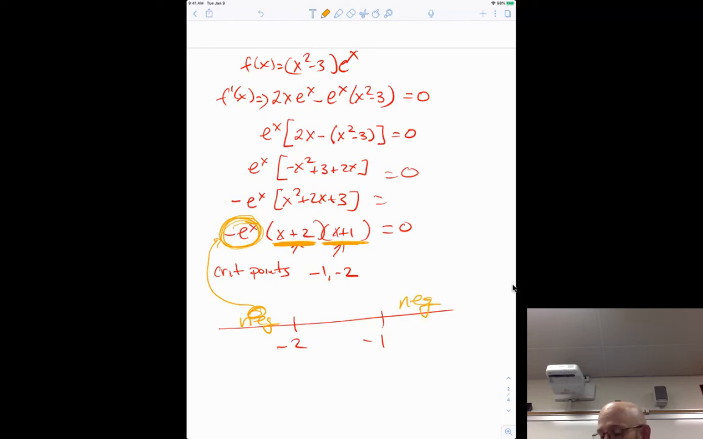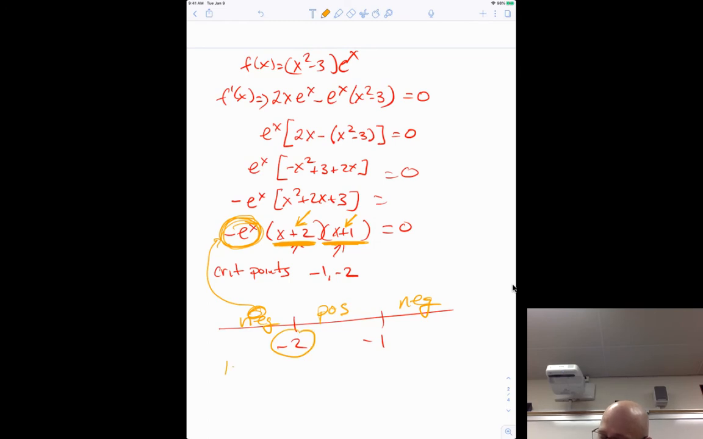And then in the middle there, this gets a little trickier, like negative 1.5. This number inside there is going to be positive because negative 1.5 plus 2 is positive. Negative 1.5 plus 1 is going to be negative. I don't care what the number is, I just need to know whether it's positive or negative. So I got positive times the negative, but then I got the negative out front. So that's a positive.